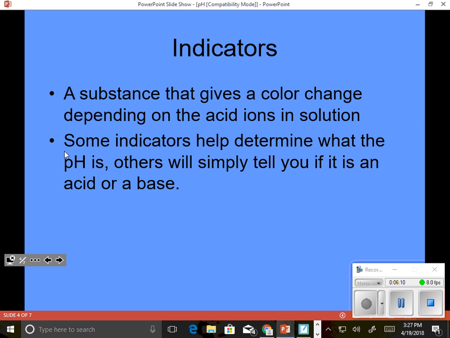We're going to be working with 2 indicators in the next 2 class periods. Some indicators will help you tell what the pH is. And on Wednesday and Thursday of this week, you'll be doing a colorful chemistry activity to show what the pH of a solution is by adding something to it. Others tell you, is it an acid or is it a base? And we'll be using that indicator on the following class period, the 27th or the 30th.